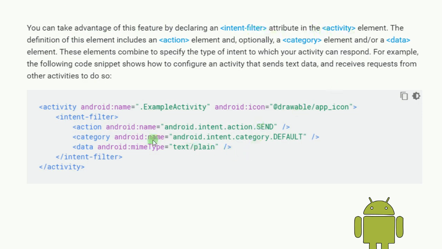For example, if you remember, just now we discussed that there is this main activity, which is generally the default, or let's say the activity which the Android system opens up when the user opens the app for the first time, right? It's the launcher activity. So what you need to do is you need to mention the action element and optionally a category element or a data element. These elements combine to specify the type of intent to which your activity can respond.